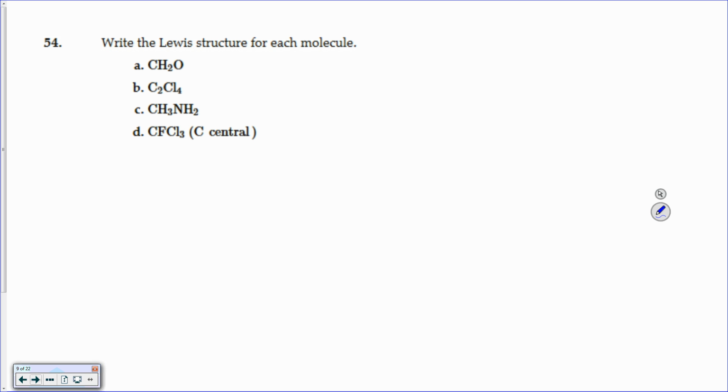Let's do A. We're going to treat it the same way. I've got carbon, which has 4 valence electrons. Hydrogen has 1 each times 2, so that's 2 valence electrons. And then oxygen's in the 6A family. It has 6 electrons. That's 12 if I counted right.